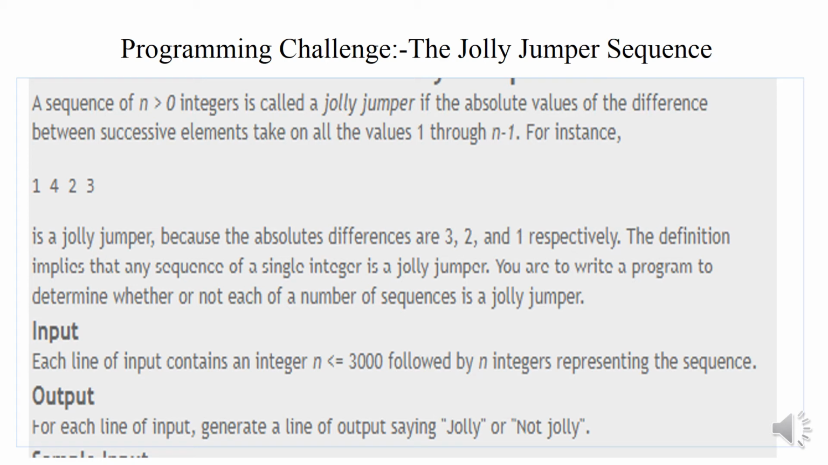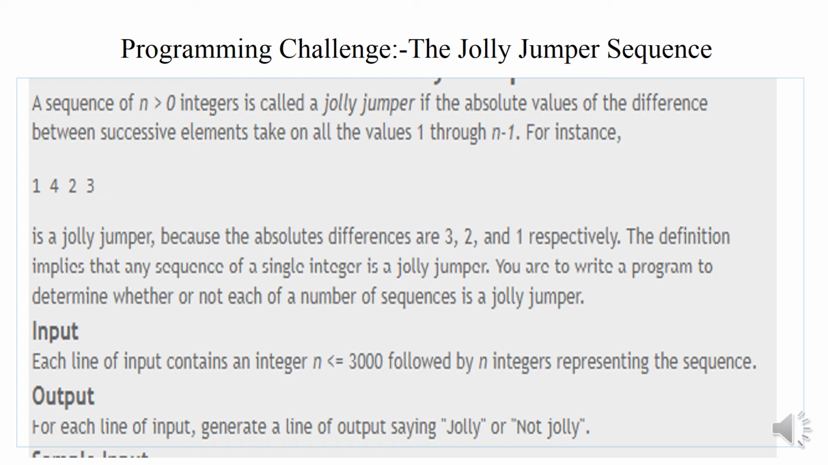Friends, a sequence of n greater than 0 integers is called a jolly jumper if the absolute values of the differences between successive elements take on all the values 1 through n minus 1, for instance 1, 4, 2, 3. That we have to see in the output. So input: each line of input contains an integer n less than or equal to 3000 followed by n integers representing the sequence.